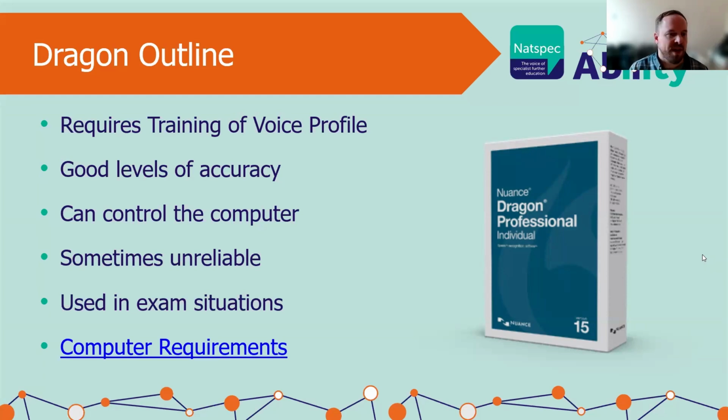voice recognition. It can control the computer completely with your voice. So from the moment that the computer turns on, if Dragon was running, I could do everything that I could do with a mouse and keyboard. It's fairly complex to do that, but it does mean that it's worth considering for students who need to control a computer with their voice. Sometimes it is unreliable, in that it is a very demanding program on the system, so you can get crashes and things like that.